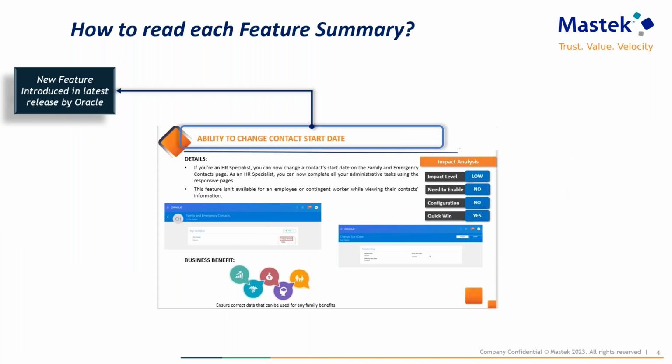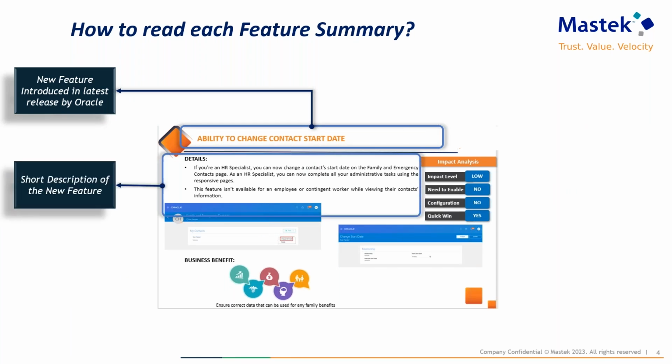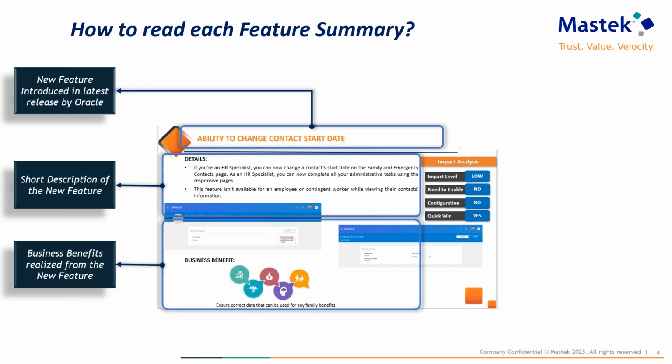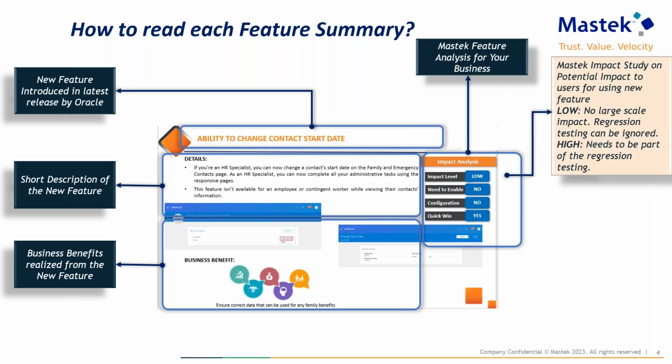First, the list of new features coming into 25B, detailing the features so you get a brief understanding of what the new features are all about. The next one is business benefits and the important takeaway for you as a decision maker. There are four components on which we have done in-depth analysis of the features we are going to present to you. The first one is impact level analysis, which demonstrates the impact on the end user. If it is low impact, then regression testing can be avoided. But if it is high, then we need to opt for regression testing.